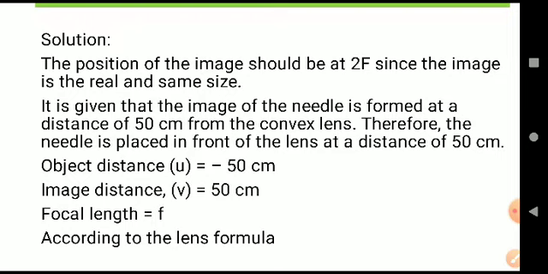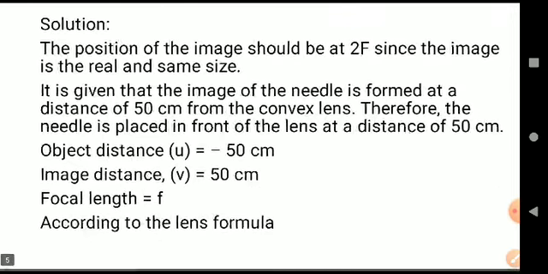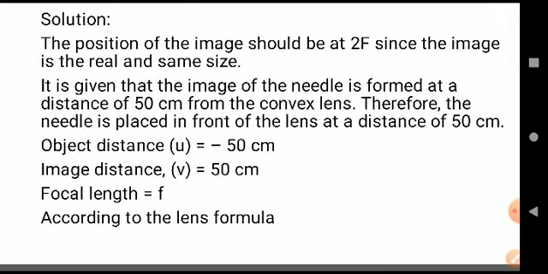Therefore the needle should be placed in front of the lens at a distance of 50 centimeter. Okay, so the answer to the first question is the object should be placed at a distance of 50 centimeter. Now moving to the next part of the question, that is find the power of the lens. We know that the power of the lens is inverse of the focal length. So to obtain the power of the lens, we have to first calculate the focal length of the lens.